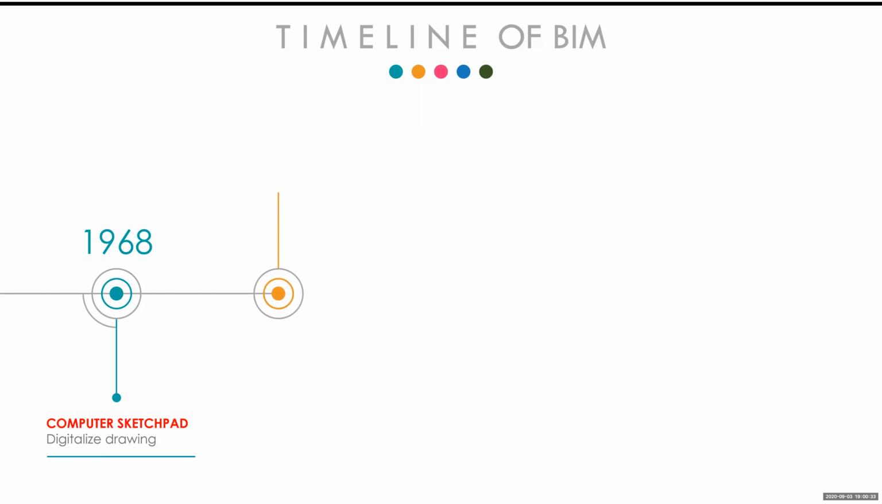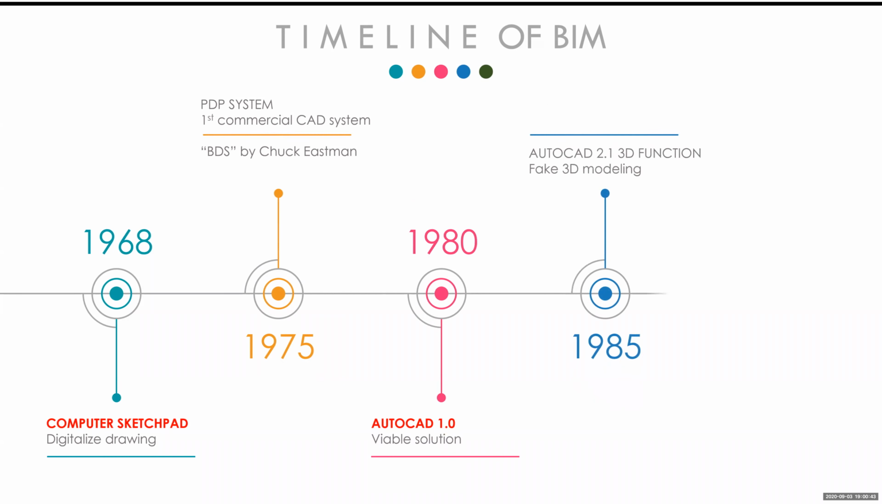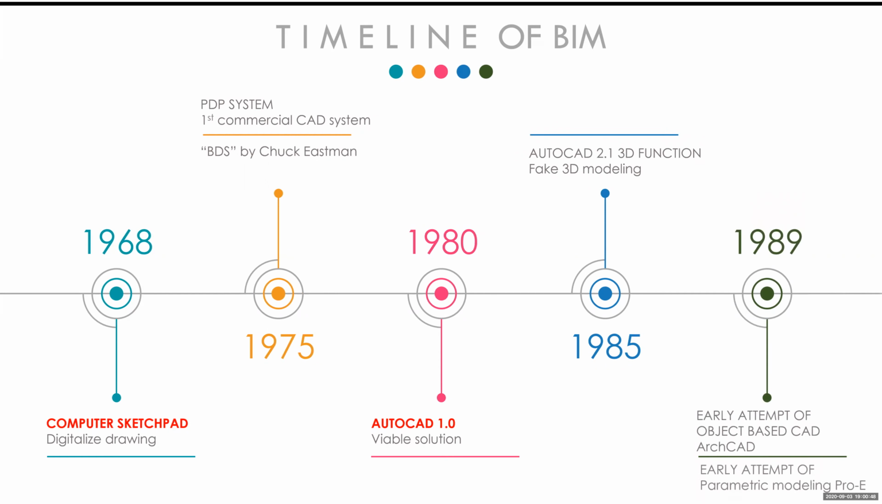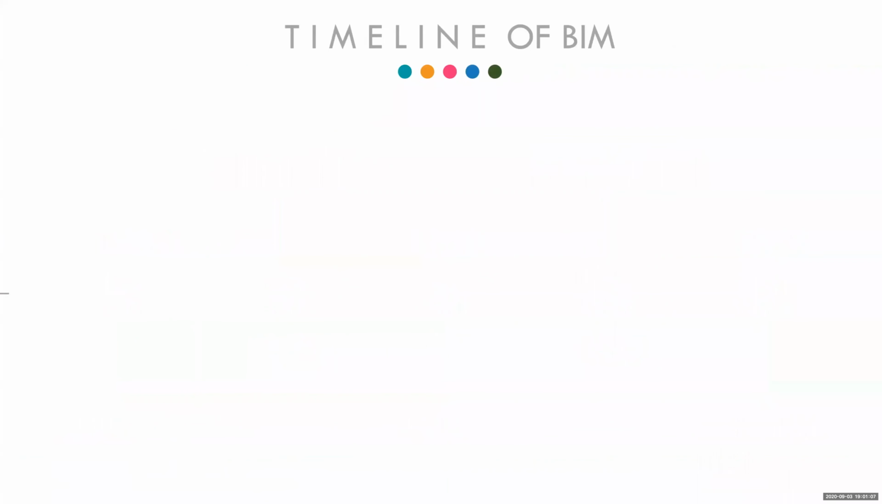1968, Sketchpad. Finally, we start to digitalize drawing. 1975, the first commercial CAD program, the BDS, also proposed by Chuck Eastman. 1980, AutoCAD 1.0 came out. 1985, the first AutoCAD 3D modeling. 1989, we had early object-based CAD, like ArchiCAD, but it was not successful. And we also had early parametric modeling, like Pro/Engineer, but it was not successful because they appeared too early.